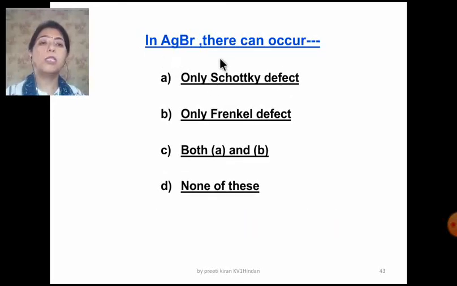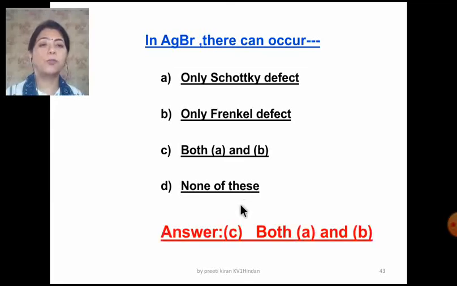In AgBr, there can occur only Schottky, only Frenkel, both A and B, and none of these. I hope the answer is very clear to you, and it is both A and B. That means option C is correct.